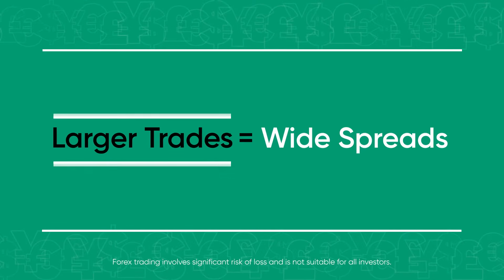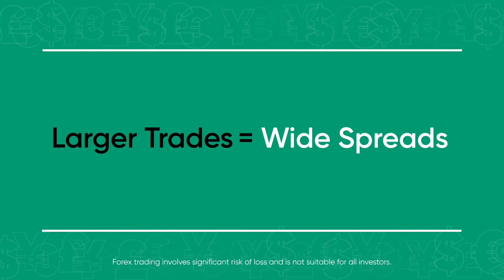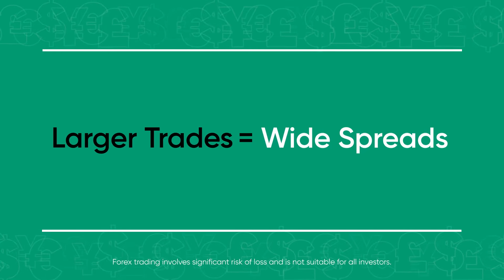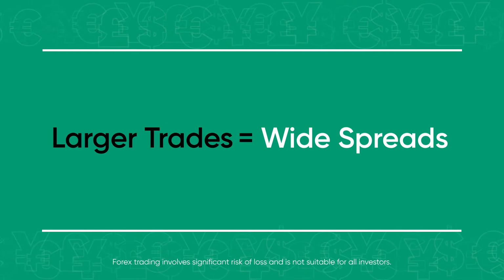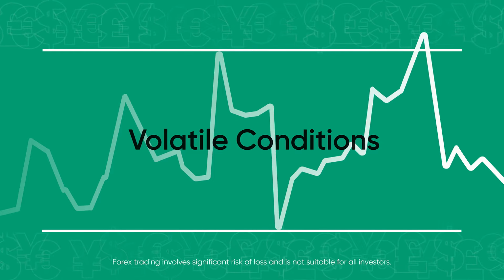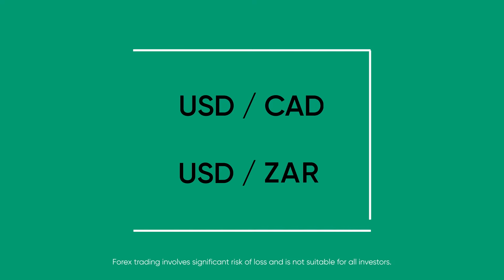The size of a trade can also affect the spread. Generally, larger trade sizes lead to wider spreads. Spreads can also widen during volatile market conditions. As an example, let's compare US dollar Canadian dollar to US dollar South African rand.